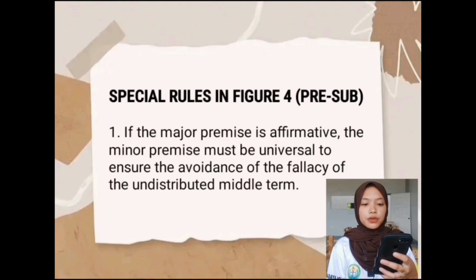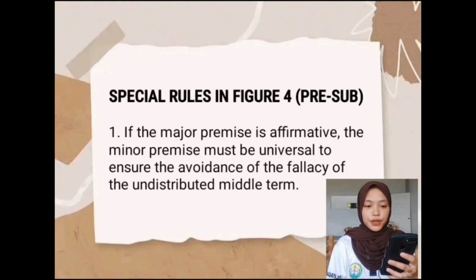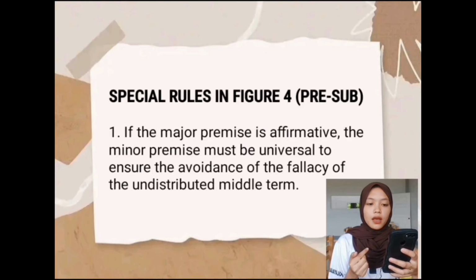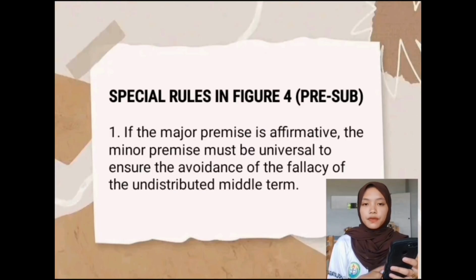Let's move on to the special rules in figure 4. So, number 1 rule in figure 4, if the major premise is affirmative, the minor premise must be universal to ensure the avoidance of the fallacy of undistributed middle term. So, ang middle term po is term that appears in both premises but not in the conclusion. So, that is the middle term.